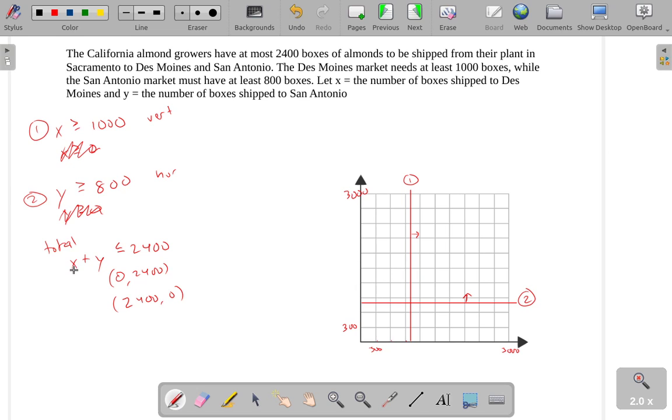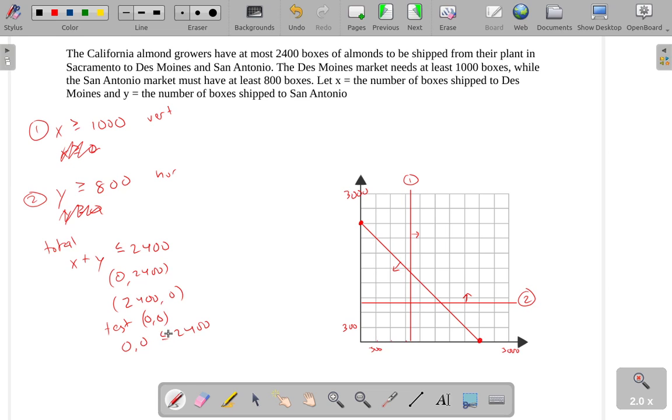And then lastly, we want this line, 0, 2,400, and 2,400, 0. 2,400 is there, and 2,400 is here. So when I draw the line that connects those, it looks kind of like that. Let's test the origin here. Well, if I send 0 boxes to both of them, I don't oversend. The total number of boxes is not violated. So I would want to shade toward the origin here.